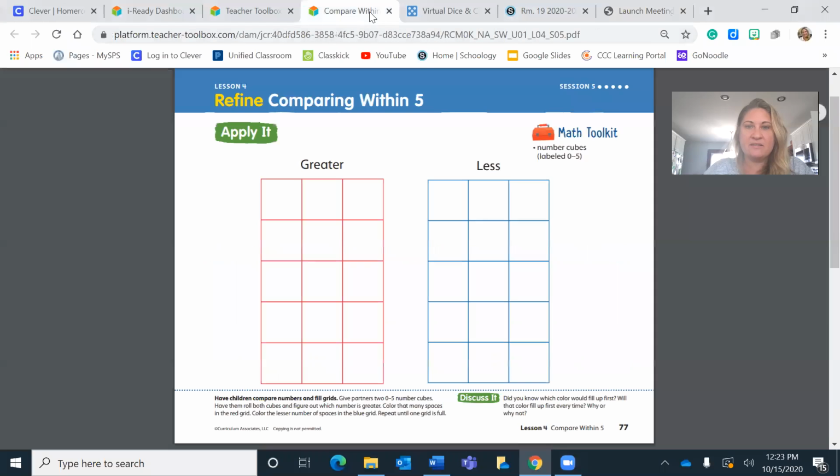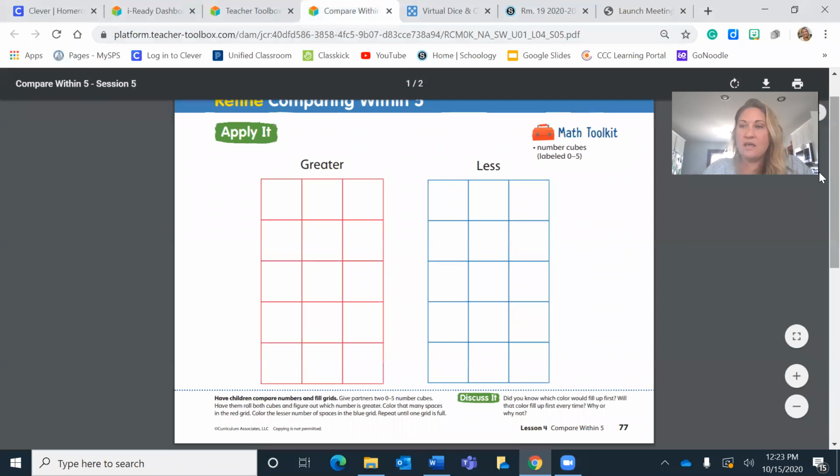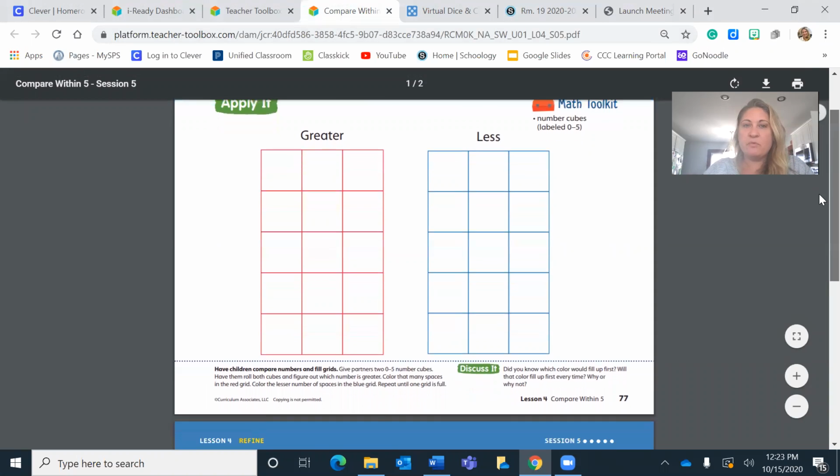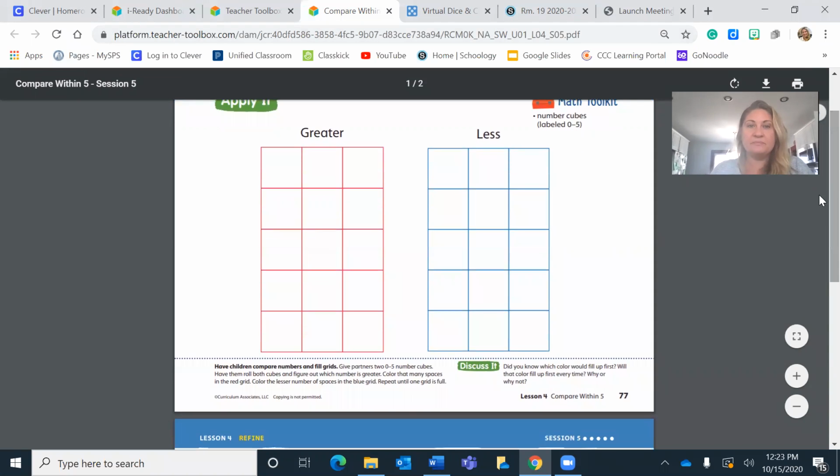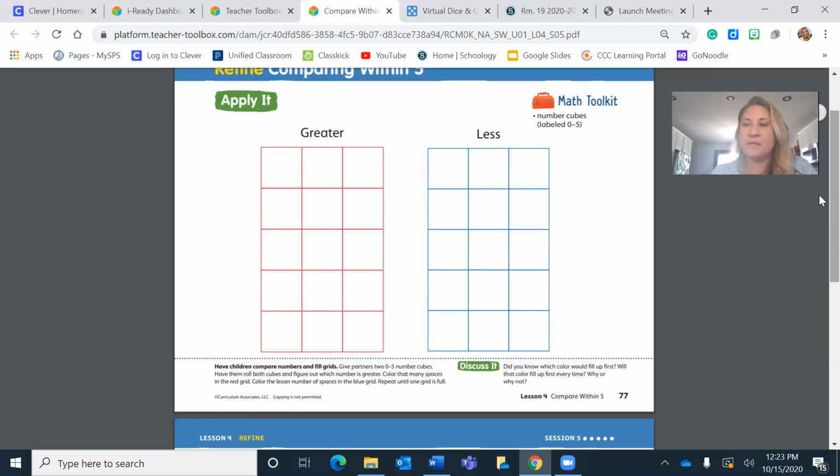The first thing that we're going to do is I'm going to share my screen and I am going to play a game with Mrs. Diaz, okay? Now, this week we've been working on greater and less. Remember, greater means more, a bigger amount. Less is less, a smaller amount. We've been learning about that this week.